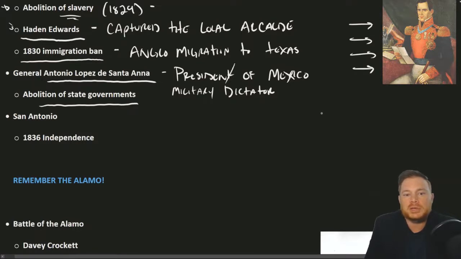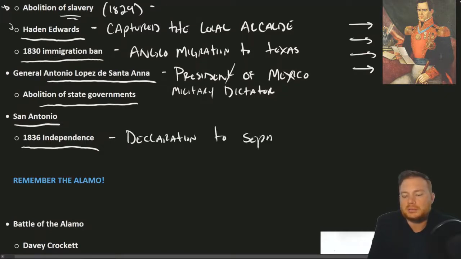Now, the people in Texas, especially the Anglo population, took this as an opportunity to declare themselves independent. They captured the city of San Antonio from the Mexican government, and in 1836 had a declaration to separate from Mexico. And essentially, it was this declaration that ultimately led to what we might call the Texas Revolution, the conflict between the people living in Texas and the Mexican government.